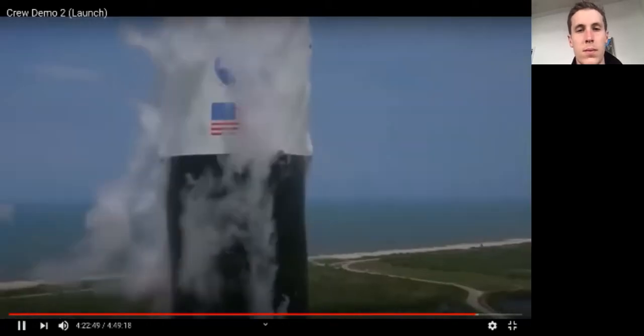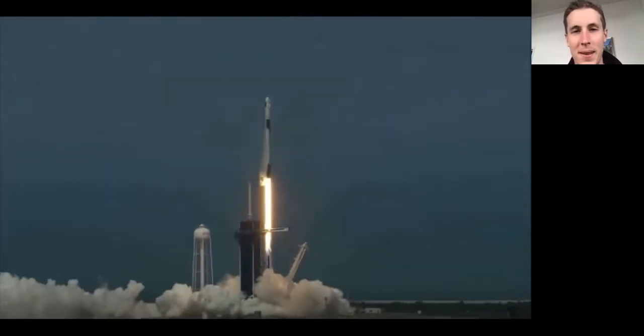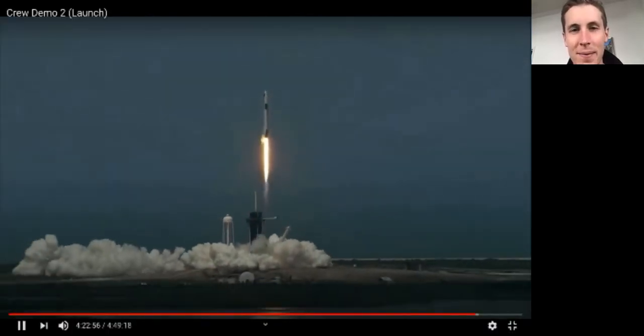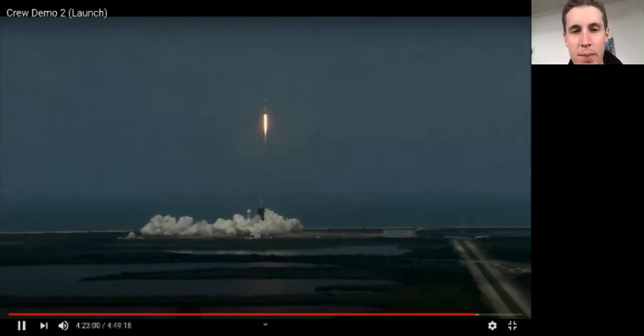Falcon 9 and Crew Dragon, go NASA, go SpaceX, Godspeed, Bob and Doug. Look at it go. America has launched. And so rises a new.